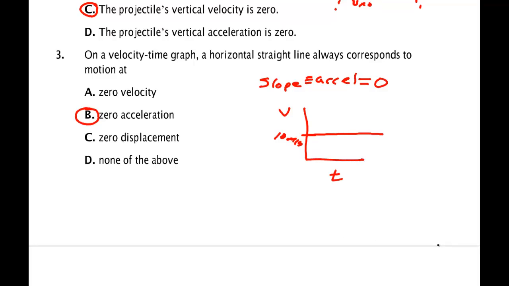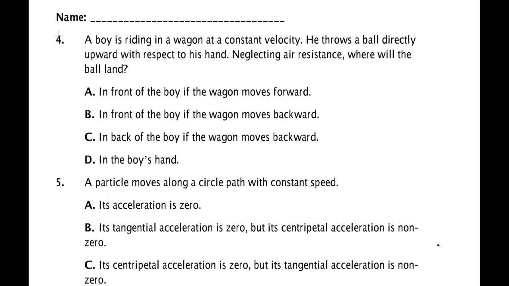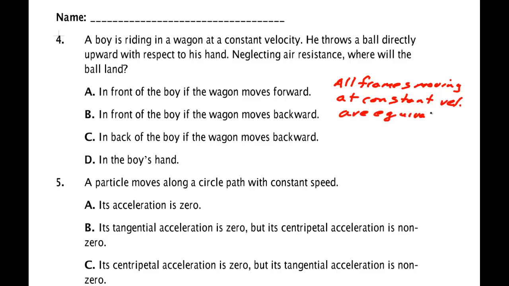Number 4. A boy is riding in a wagon at a constant velocity. He throws a ball directly upward with respect to his hand. Neglecting air resistance, how will the ball land? All frames moving at constant velocity are equivalent. It means the laws of physics are the same.